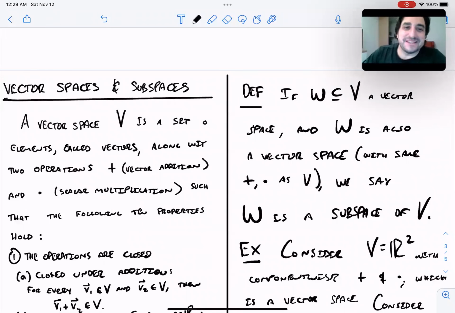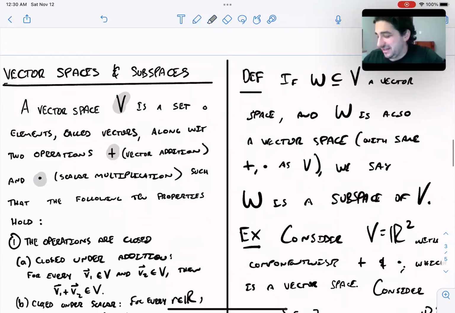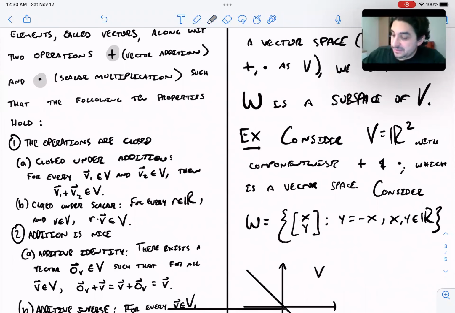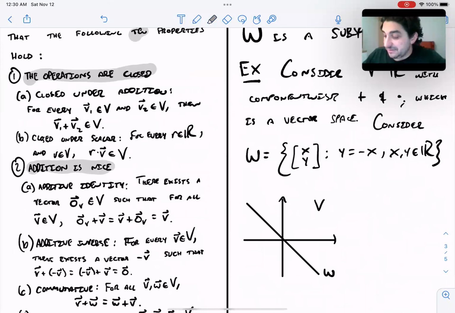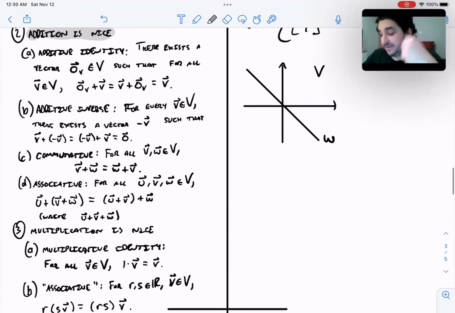Vector spaces and subspaces. So last time we looked at the definition of vector space. It's long, right? What is a vector space? It's a set V. It has operations, plus and times, right? It's a vector space when all 10 of these properties hold, right? You have to have that the operations are closed, their addition and scalar multiplication. You have to have that the addition is nice, meaning there's an identity, inverse, commutativity, and associativity, right?